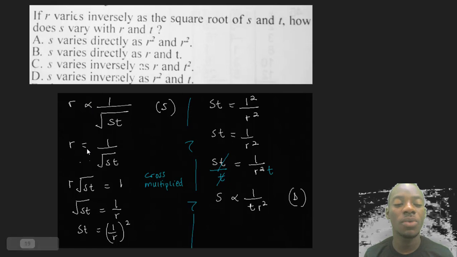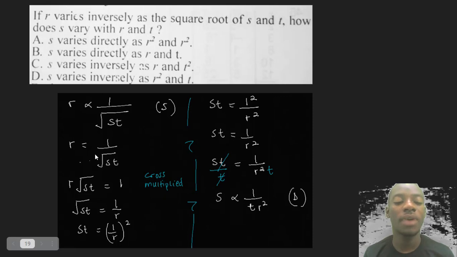So this symbol of variation will change into equals to k. But because there was no mention of a relationship in this question, I will not put a constant k. I'll just use k as a constant of 1. And that will become r equals 1 over root st. Now to make s the subject, I must begin by cross multiplying. So r root st equals 1. Then remove everything from s and let the s stand alone. So this r will go under to the other side, and that will become root st equals 1 over r.